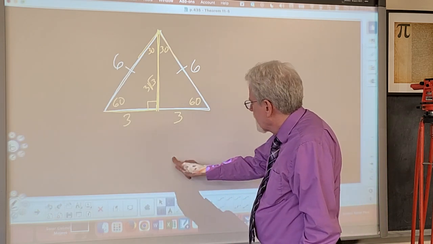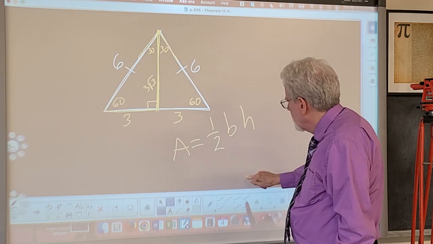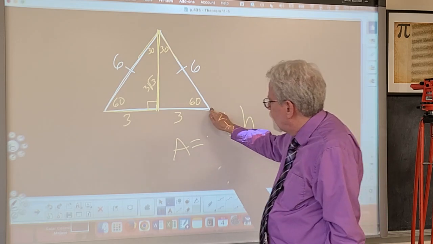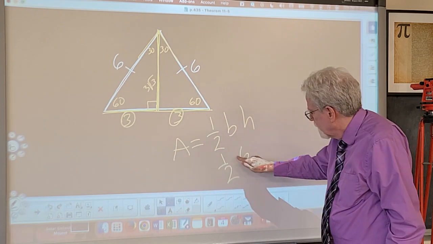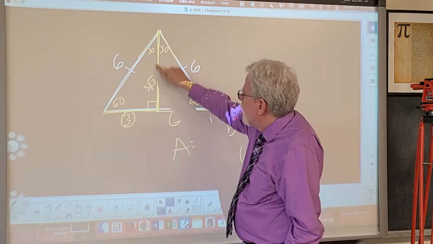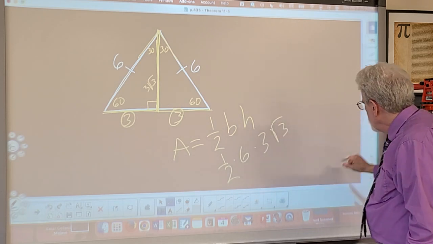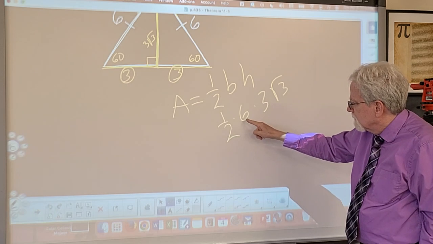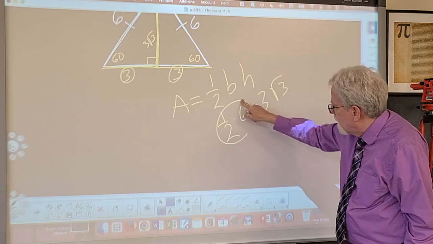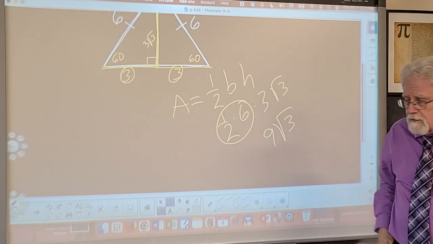What's the area? Any triangle. 1/2 base times height. That's 1/2 times the base, which is the entire 6, times the height, which we now know is 3 square root of 3. But how do we do that? Oh, come on, think simple. 1/2 of 6 is 3. 3 times 3 is 9. 9 square root of 3, we're done. That's it.